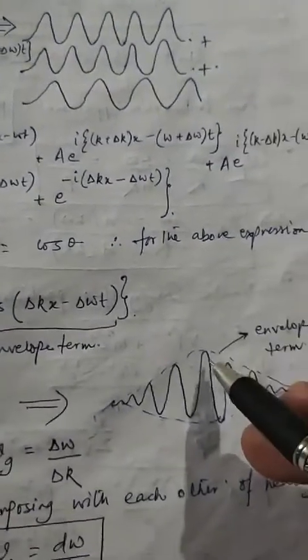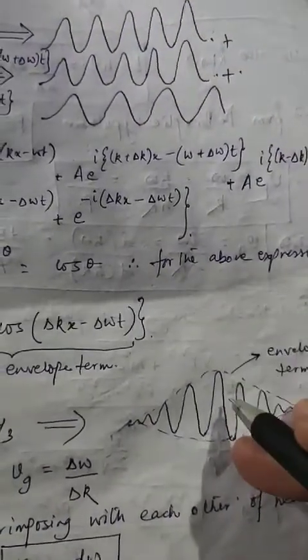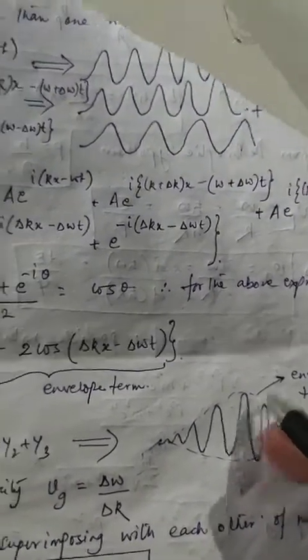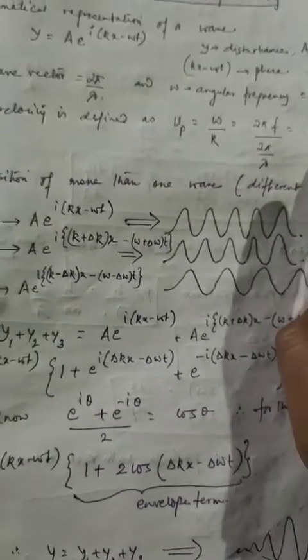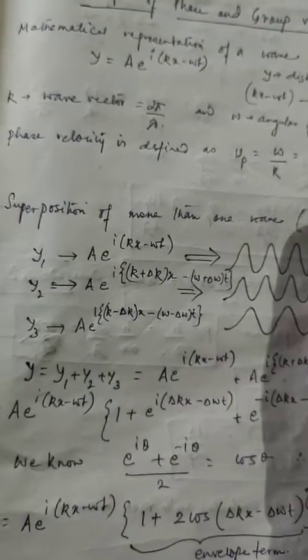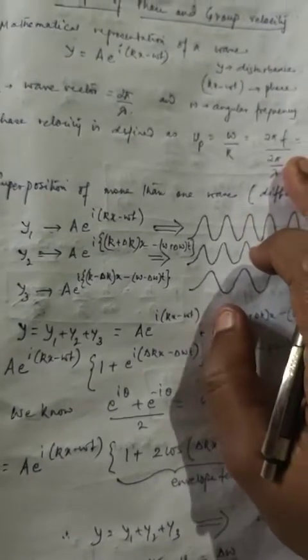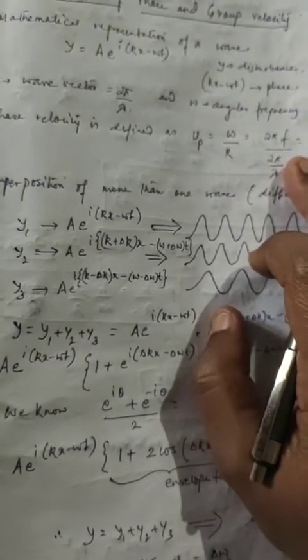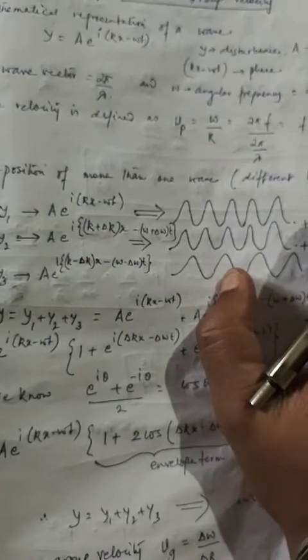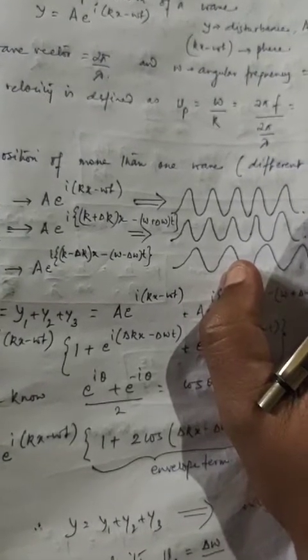Right? So this concept of group and phase velocity is also helpful in understanding the exact concept of the uncertainty principle. So now we'll be going on to the postulates of quantum mechanics.